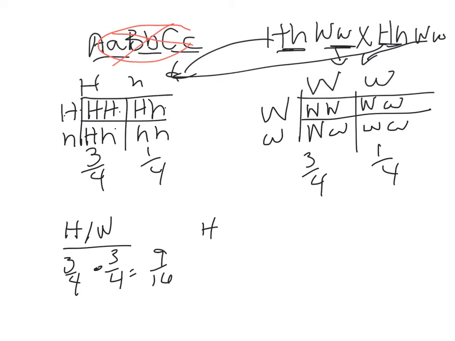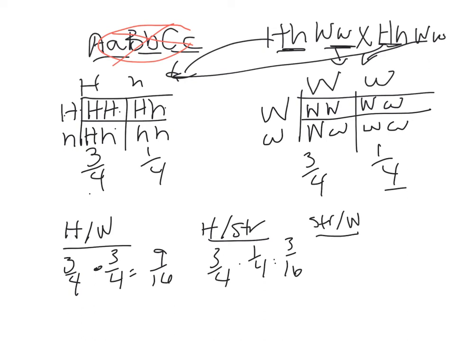What about Hitchhiker's and straight? Hitchhiker's thumb, that's our 3 out of 4, but to have a straight hairline would be 1 out of 4. So now we've got 3 out of 16. And again, straight with widow's peak would be 1 out of 4 times 3 out of 4, which gives you 3 out of 16. And then to be straight for both would be 1 out of 4 times 1 out of 4, or 1 out of 16.